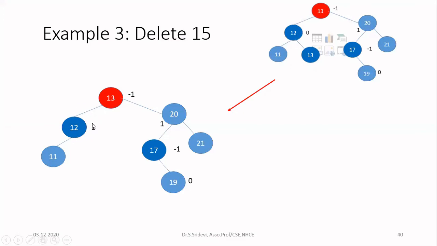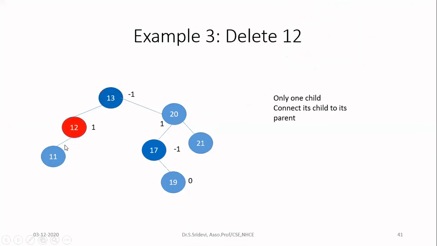In this tree, after the deletion is over, I have to calculate the balance factor of all the nodes again. So I am getting all the balance factors in the permitted value. So I am going for the deletion of the next node. Next, I want to delete 12. 12 is available here, and this is having only one child.